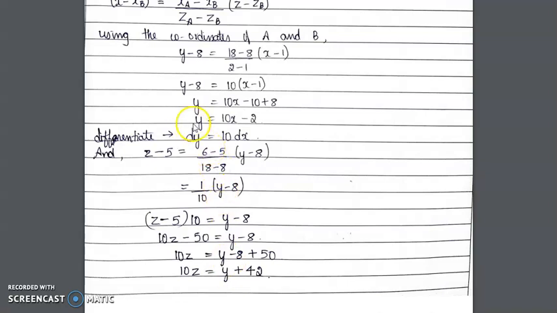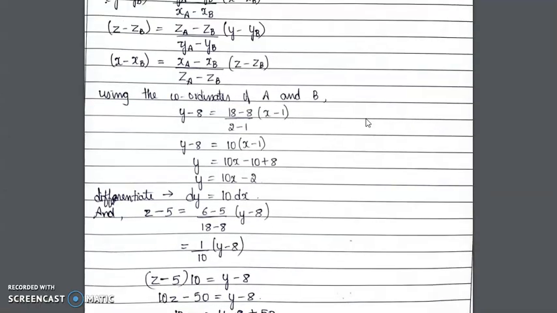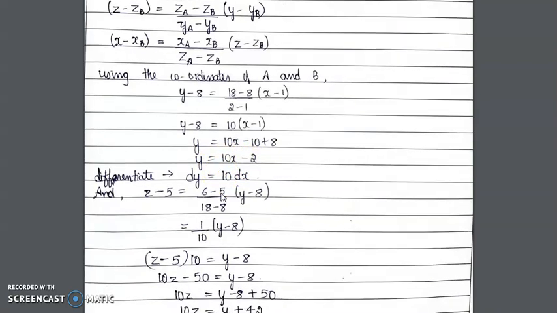Now using y is equal to 10x minus 2 and dy is equal to 10 dx, I can obtain the work done to move this charge. Now this is the integrating equation. As we saw in the previous case, the same equation: W is equal to minus q times the integral of 8xy dx from x 1 to 2, minus the integral of 4x square dy from y 8 to 18, plus the integral of dz from z 5 to 6. Now in the place of y and dy, I have to substitute y is equal to 10x minus 2 and dy is equal to 10 dx.